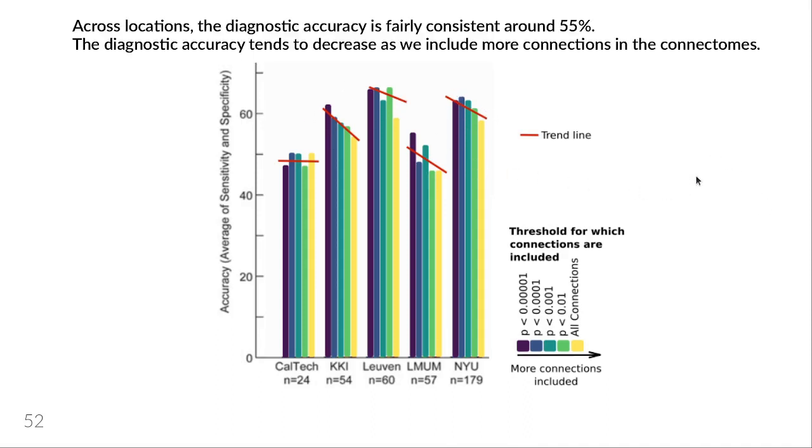And further, we could use the figure title to explicitly state our message. So we could explicitly say that across locations, the diagnostic accuracy is fairly consistent, around 55%, so you can see that very quickly from the figure, that these bars don't differ too much. Further, the diagnostic accuracy tends to decrease as we include more connections in the connectome. And you can see that there.